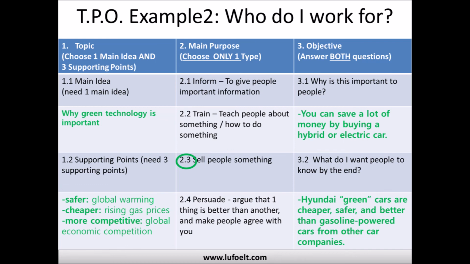So the main idea is the same, and even my supporting points are the same, but now my main purpose is to sell something. Okay, this is picking up on the example that I used earlier about being a car salesman. So now, because my main purpose is to sell something, my objective is to let people know that they can save a lot of money by buying a hybrid or electric car. That's my main goal, to let the audience know. And by the end, I want people to know that Hyundai green cars are cheaper, safer, and better than gasoline-powered cars from other car companies. I want them to choose our cars, specifically our electric and hybrid cars.